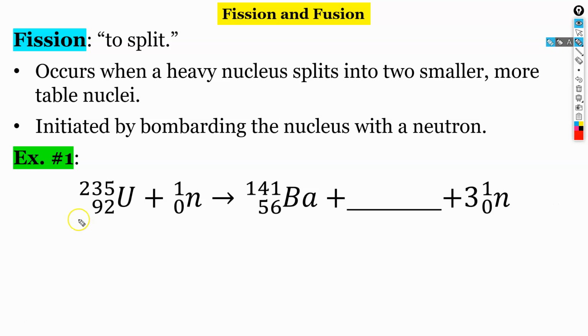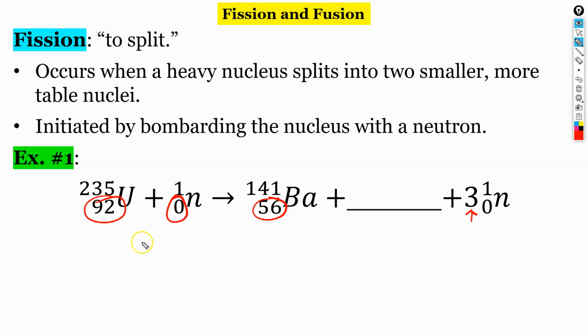So here is our heavy nucleus. This is our neutron right here. And we're going to approach this the exact same way that we were approaching the decay problems. So what I'm going to do is add up all of the protons on both sides to make sure that all of those numbers are equal. And now if you notice, we have something new here. When we have a 3 in front of the neutrons, that's like saying we have 3 neutrons.